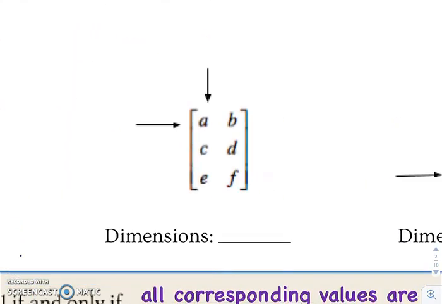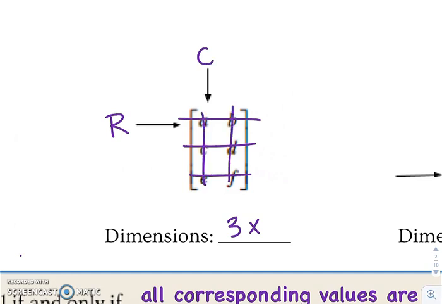Your second one, how many rows does it have across? 3, by how many columns? 2. So this would be a 3 by 2 matrix.